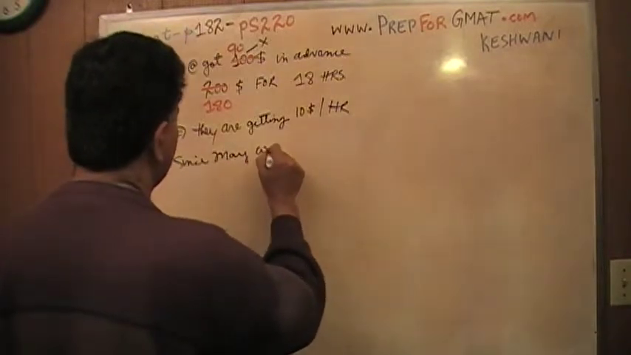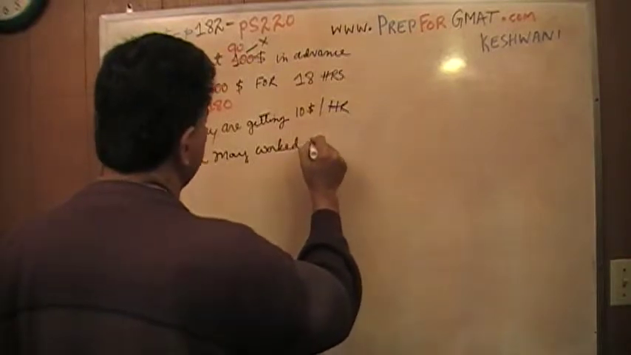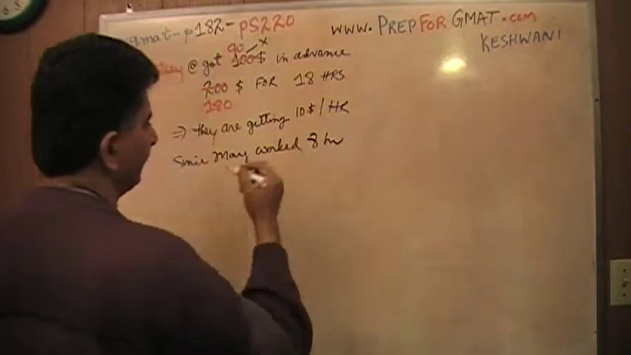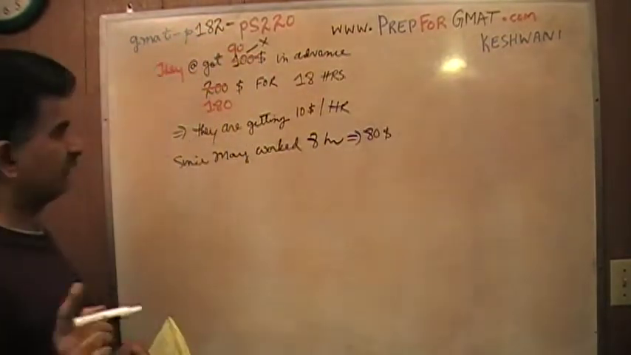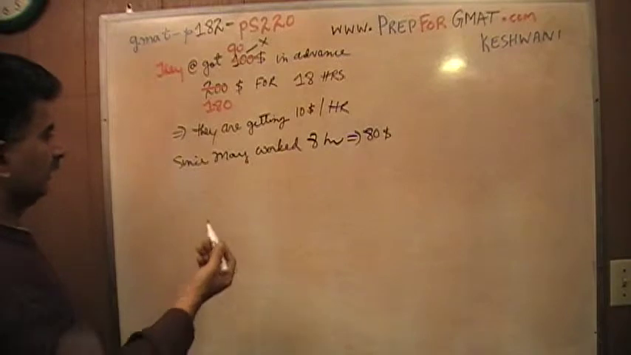Since Mary worked 8 hours, rather, I made a mistake just now. Since she worked 8 hours, she should get $80. I just made a mistake a little while ago, but that's okay. That's how you catch a mistake.